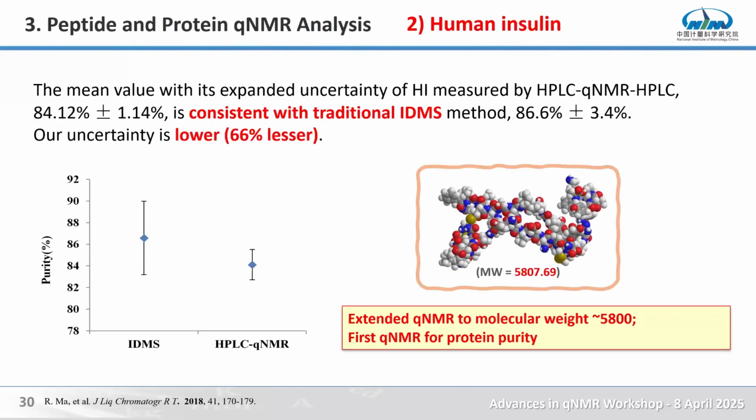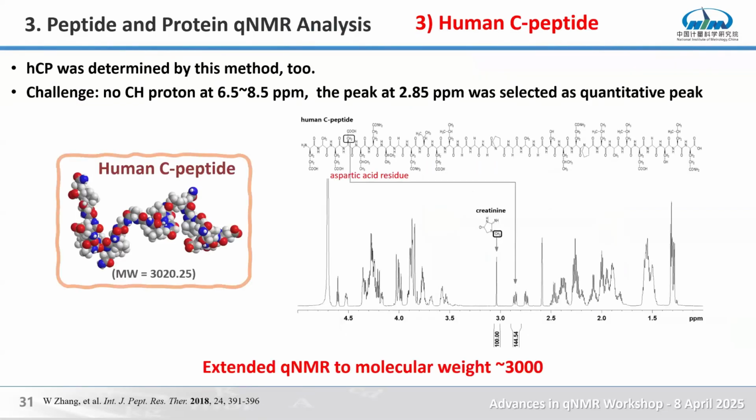So this study tried to expand the application of qNMR to proteins with a molecular weight of approximately 5,800. Then the purity of human C peptide was also determined by the same strategy. Since there are no suitable non-exchangeable CH protons in HCP, the beta proton of aspartic acid residue was used as the quantitative peak.